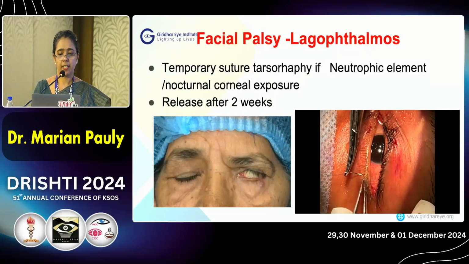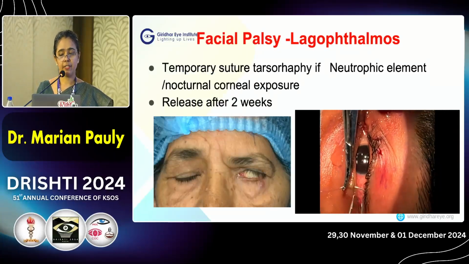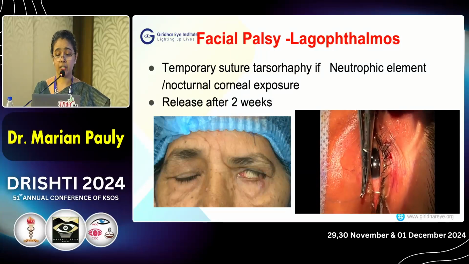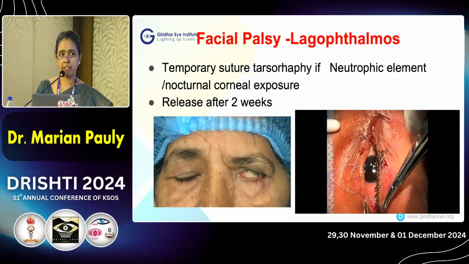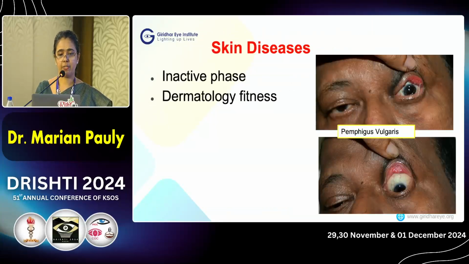Facial palsy and lagophthalmos, temporary suture tarsorrhaphy, as there is a neurotrophic element or nocturnal corneal exposure, and that can be released after 2 weeks so that the patient will be comfortable and no need of any stress also. Skin diseases, always do in inactive phase. We come across pemphigus cases, so they come like this with mature cataract. So always consult a dermatologist before we embark on IOL surgery.